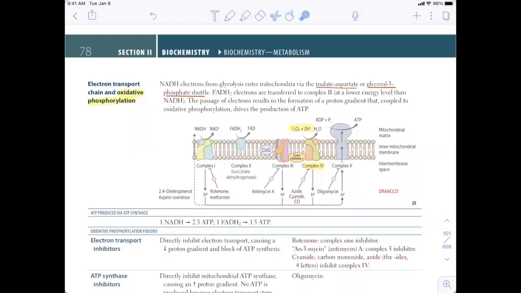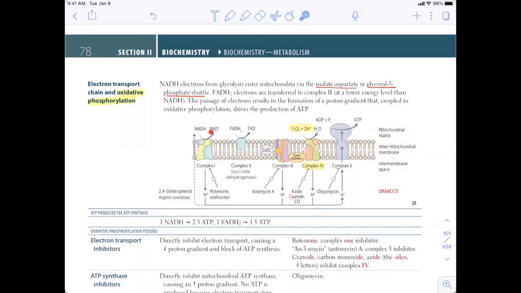And when they get to complex 1, they get converted back to NAD. And what does that NAD do? Now NAD is free and available for all the processes that require NAD, such as glycolysis, oxidation of pyruvate, citric acid cycle. These are all NAD requiring processes. So now we get free NAD that can go back and drive all of those, okay?